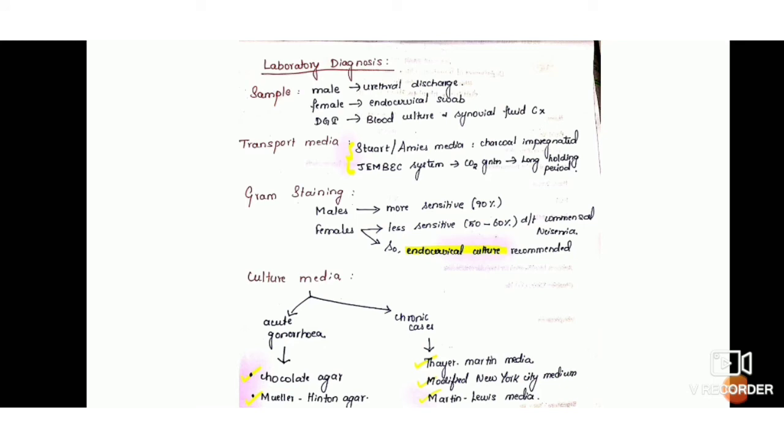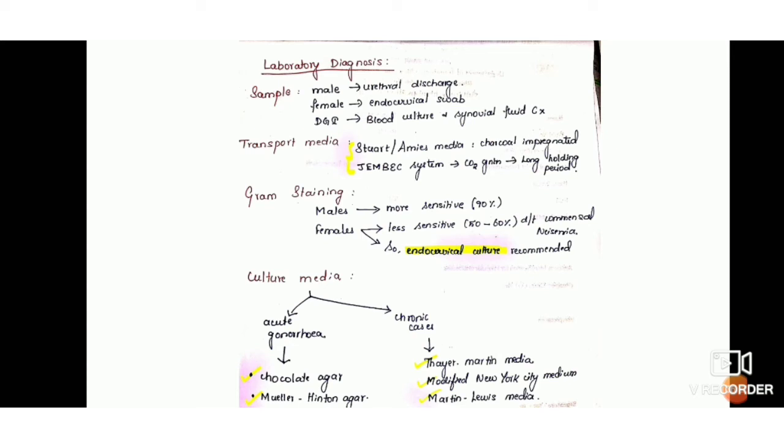Laboratory diagnosis: the samples, in males it is urethral discharge, in females it is endocervical swab, and in DGI it is blood culture and synovial fluid culture. The transport media, all these media names are important in this gonorrhoea chapter because they were asked as previous year questions in NEET and AIIMS. The transport media for gonorrhoea is Stuart's media, that is charcoal impregnated, and the Jembec system, that is a CO2 generating system for long holding period.